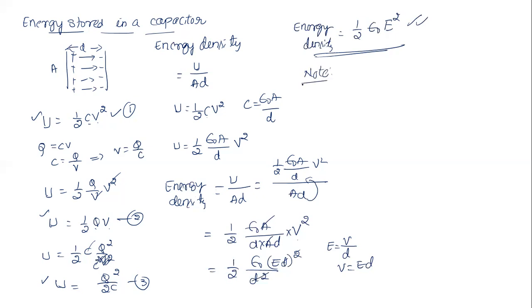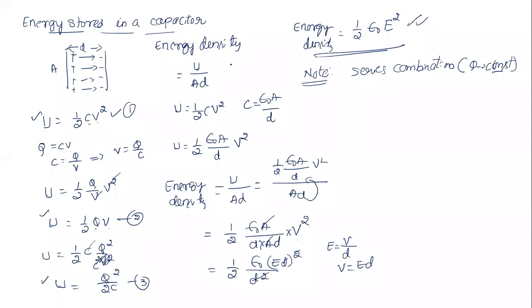Note, because these things will help you a lot. When the capacitors are in series combination, capacitors are connected in what combination? Series combination. What is constant in series combination? Q is constant. Means what now? Charge remains constant.